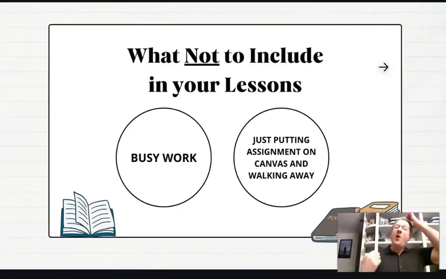So what you don't want to include in your lessons is busy work. Do not include busy work because the students know it's busy work. You're going to lose authenticity as a teacher. You're going to lose credibility as a teacher if you include busy work that you don't see as important and the students won't see as important. Also, don't just put assignments on Canvas and walk away.